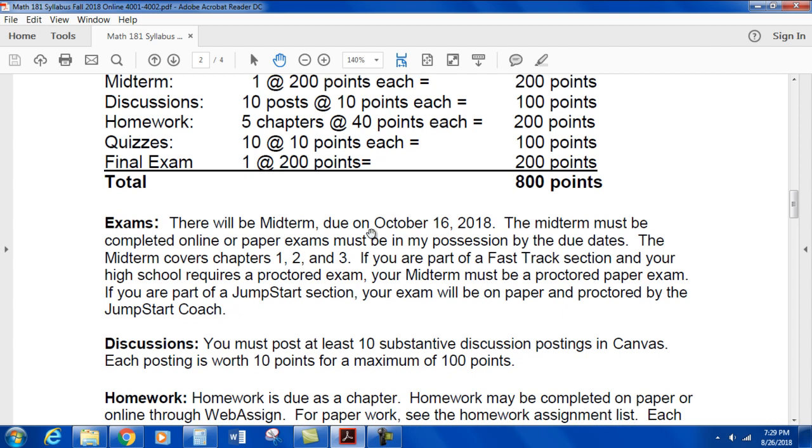Exams will be a midterm due on October 16th, 2018. The midterm must be completed online, or paper exams must be in my possession by the due date. And again, well, I have it down here. The midterm covers chapters 1, 2, and 3. If you're part of a fast track section and your high school requires a proctored exam, your midterm must be a proctored paper exam. If you are part of a Jumpstart section, your exam will be on paper and proctored by the Jumpstart coach.